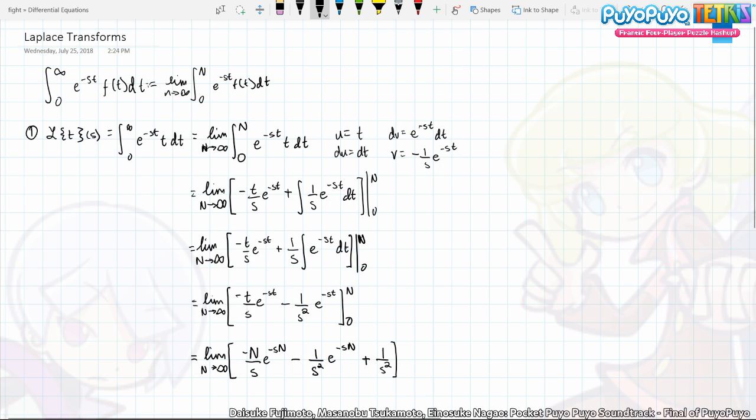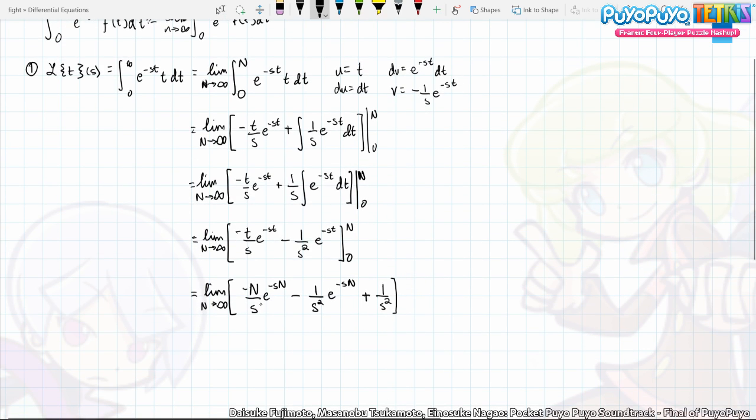Oh wait, see? Okay, as n approaches infinity, because of the e negative n's, that makes it approach zero. So this is zero, this is zero, and then it's just one over s squared, is that right? I haven't done limits in a long time.